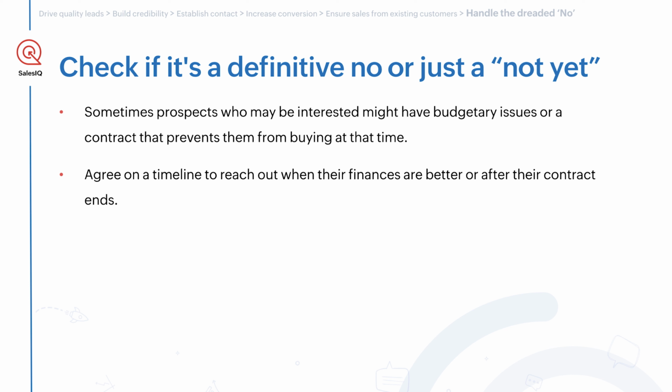So, in such situations, you can always ask them if you can reach out when their finances are better or after their contract ends. And you can also agree on a timeline to connect with them. Now, there can be one more reason for sales rejections. So, your product may not have a feature that they're looking for when you're contacting them. So, in this case, keep their contact and reach out if your product has an upgrade in the future.